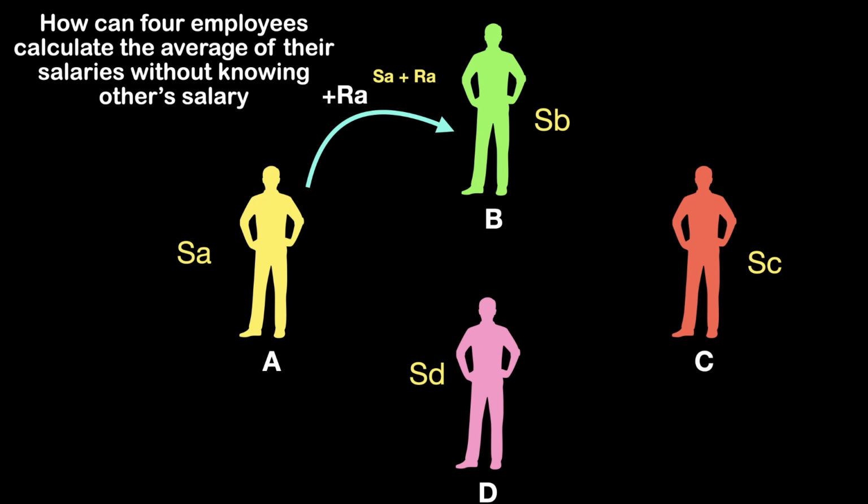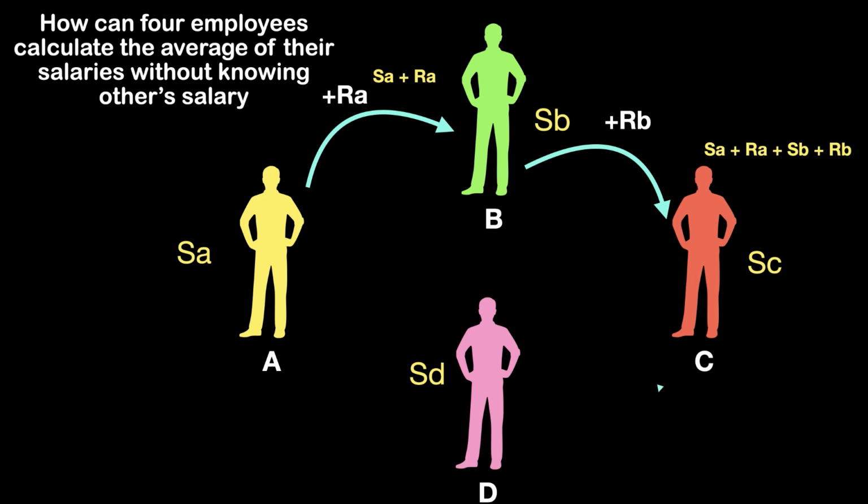In the next step, B adds a random amount, say RB, to his own salary and gives that to C without showing that to A. C won't be able to know B's or A's salary as a random amount known to individuals only was added. Now C will get the figure SA plus RA plus SB plus RB.